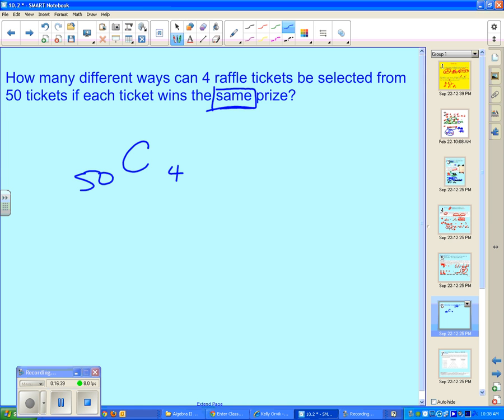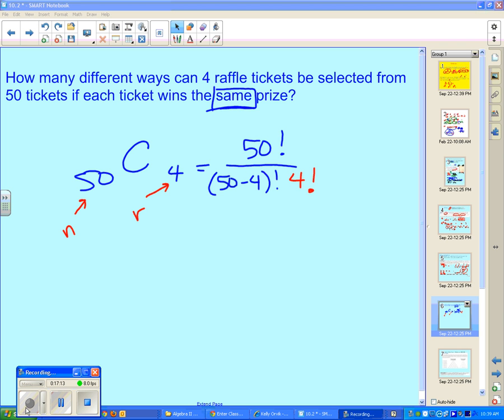Let's think about the formula again. The formula for this would be 50 factorial over 50 minus 4 factorial times, here was the difference, right? 4 factorial. This is my n, this is my r in the formula. What your calculator did in the warm-up was without that. Is this going to be more or less? Less, because you're dividing by an extra number, right? Less ways to make that happen. All right, that's the first part of the homework.